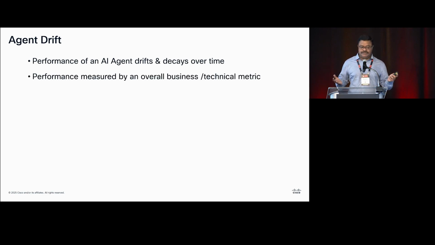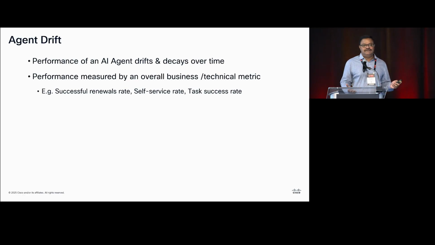And how do you first measure drift? To measure drift, you have to measure something like a metric. You need some kind of an overall business metric through which you measure the performance of an agent, like a successful renewals rate, a self-service rate, or even a task success rate. It could be technical, it could be business, but you need a metric first to measure the success of an agent. And what formula you use, there are many approaches there too.